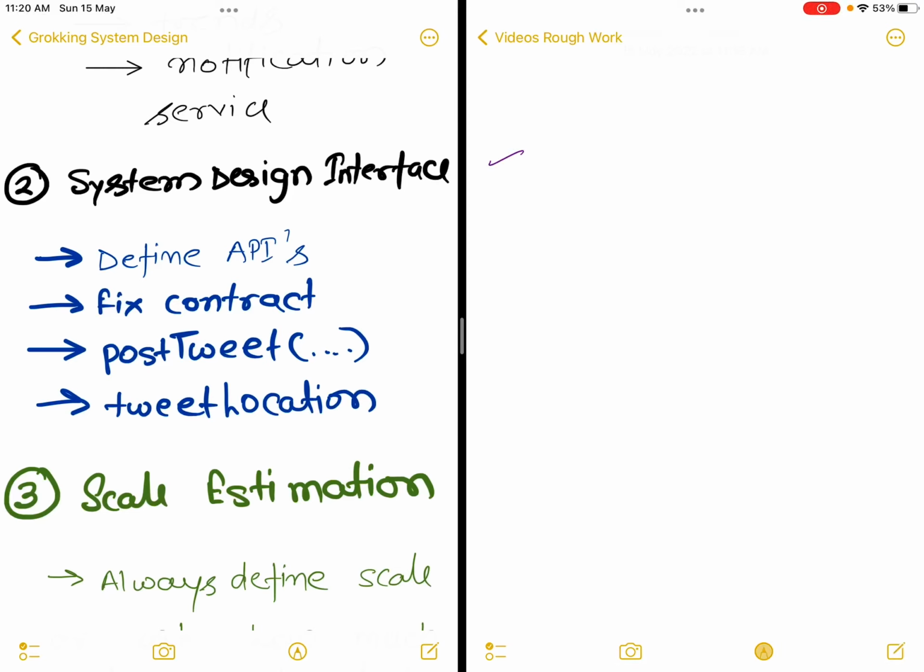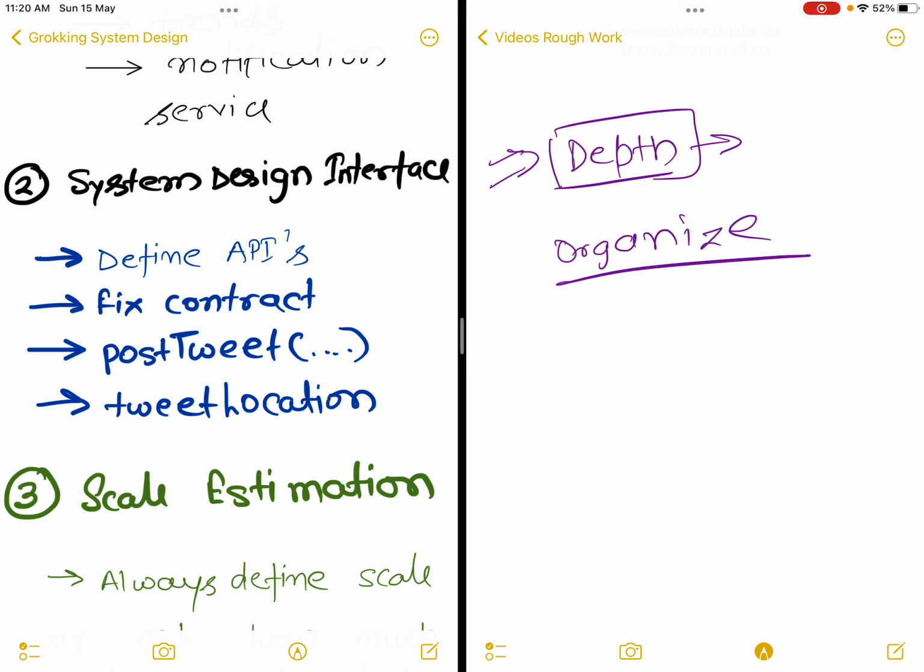Hi all. Today we will continue our discussion on system design and steps. Given that you have enough depth of information, in this series we are trying to find out how to organize that. In the first one we discussed how to get things clarified. Clarification is very much required.